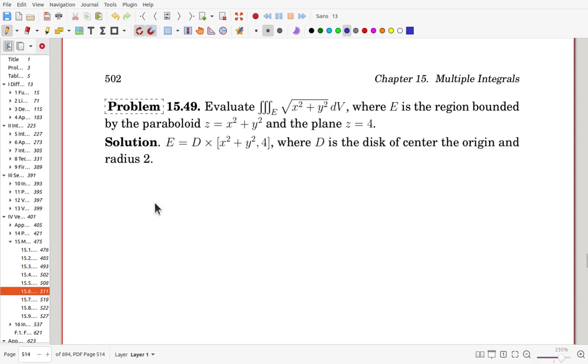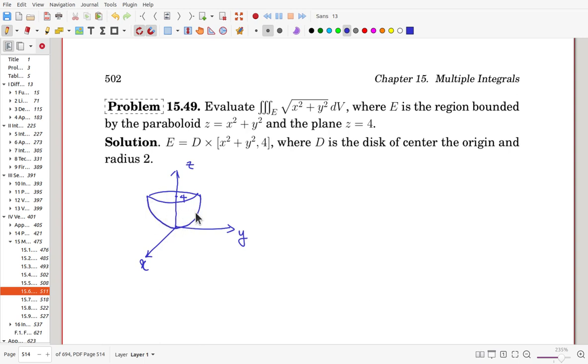So let's try to visualize it. We have the z direction, and then this is the y direction. This is now the x direction. Now look at this y and z. The paraboloid is made in this way. It's cut by the plane z equal 4, so that is 4, like that. So E is this whole thing.